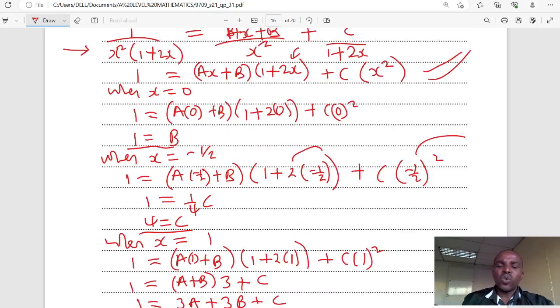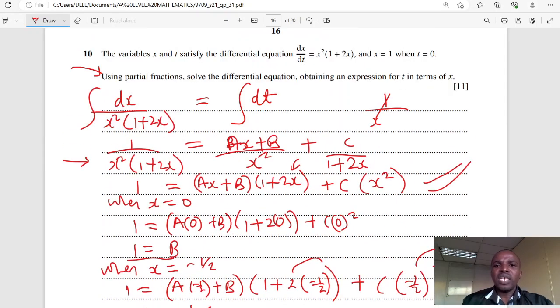To work out k, you come up here, you put x equals 1 and t equals 0, then find the value of k. After that, you can replace k, then express t in terms of x.